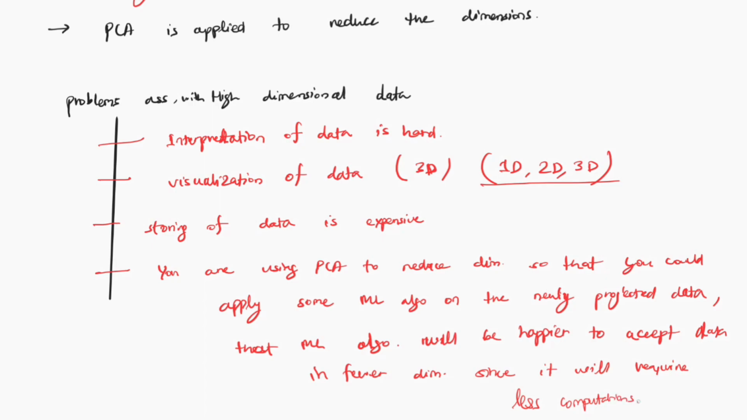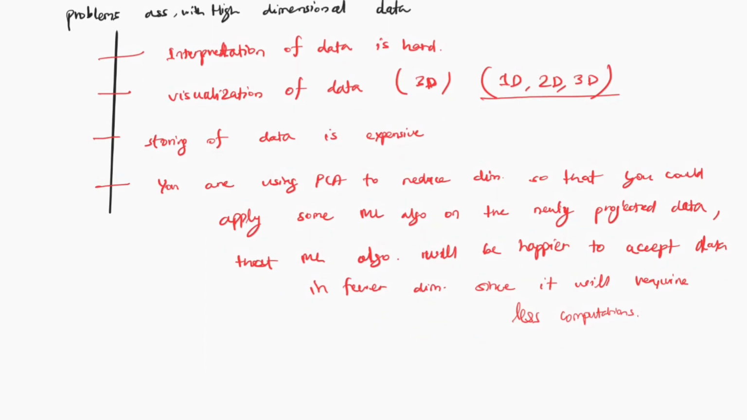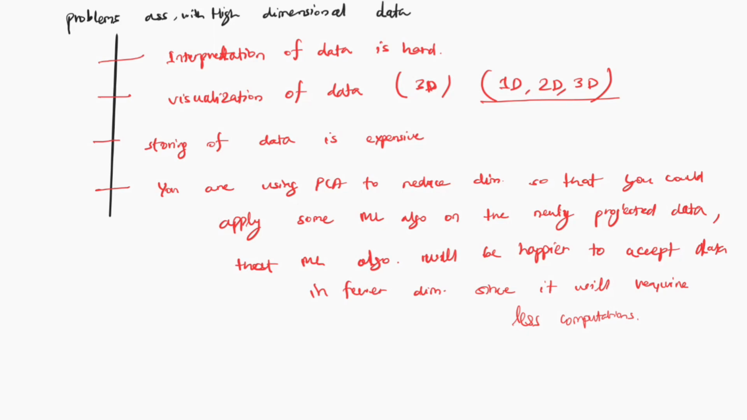So it is that simple: if you are using a machine learning algorithm in the downstream task, and you give the ML algorithm a data set with fewer dimensions, then it will do less computations, and the latency will definitely reduce. So if you want to improve the latency of the downstream algorithm, then you can apply PCA to reduce the dimensions.